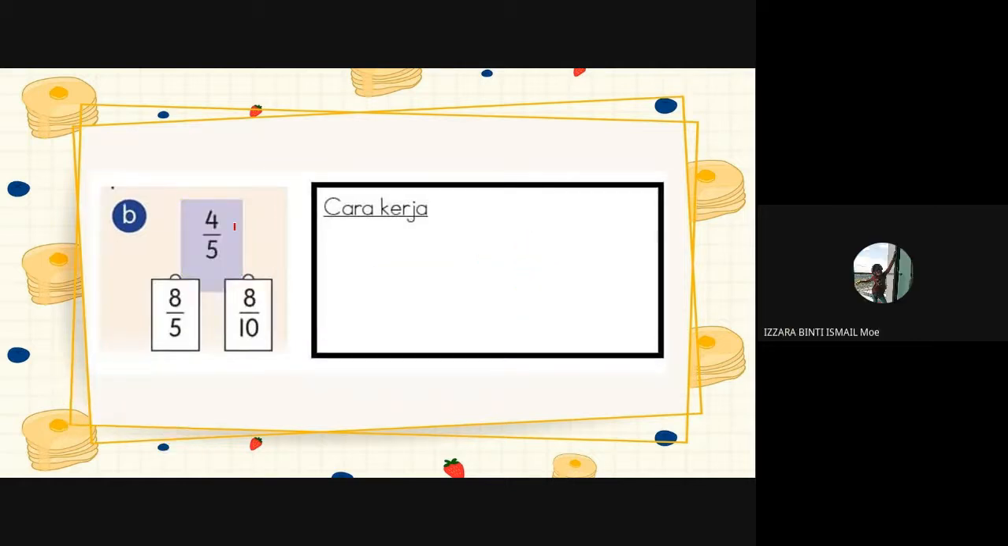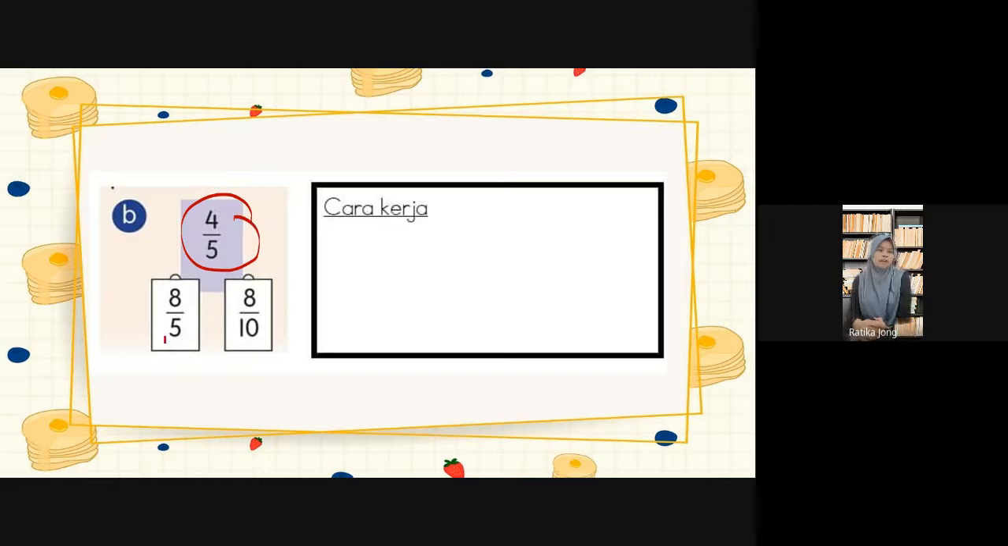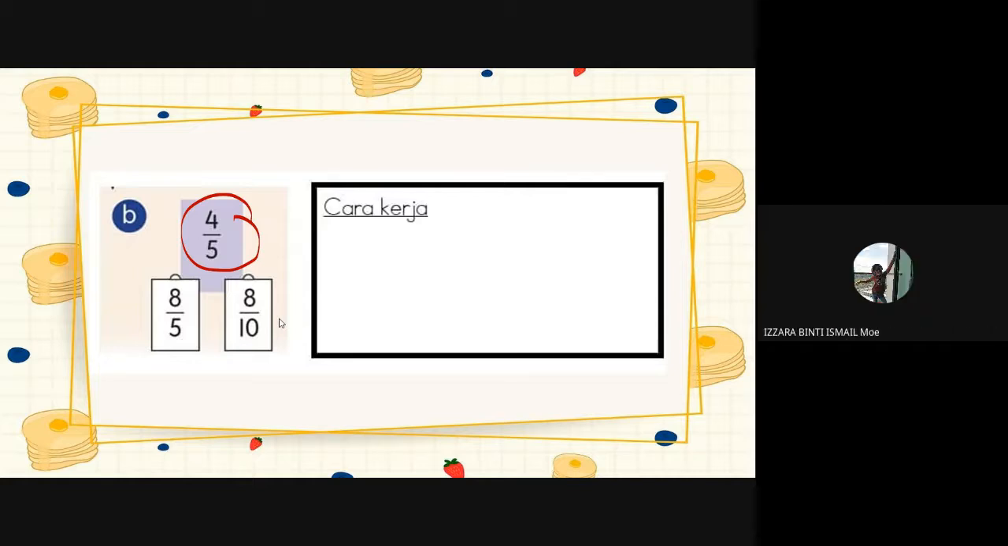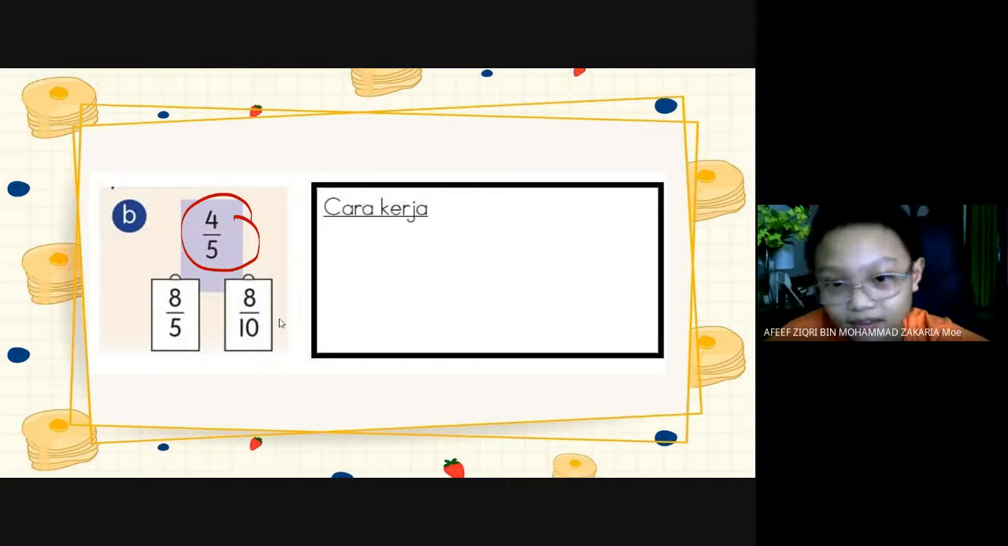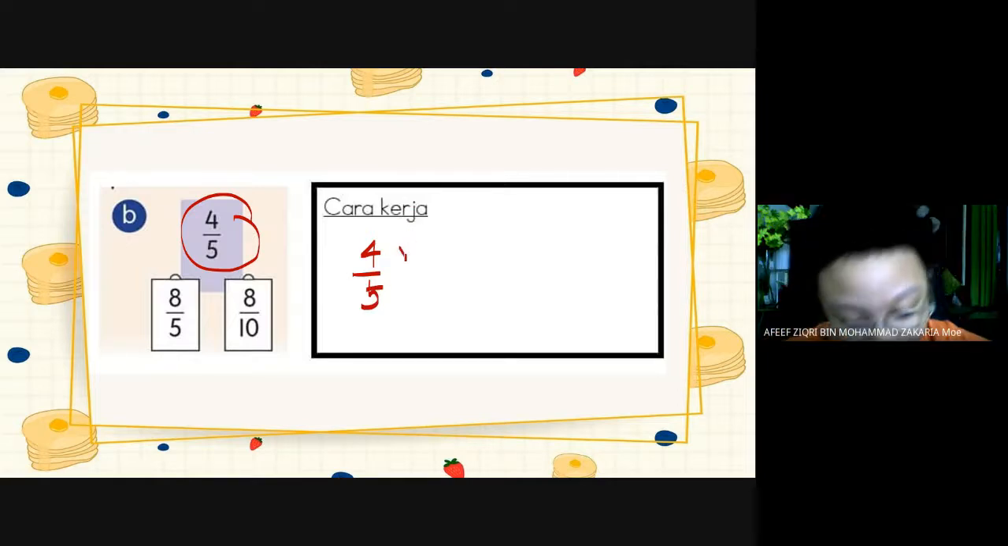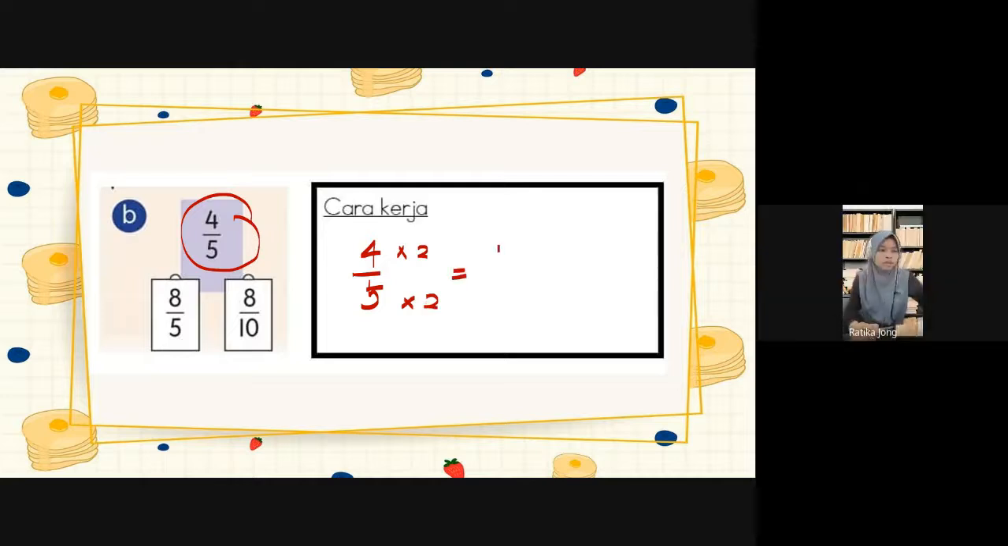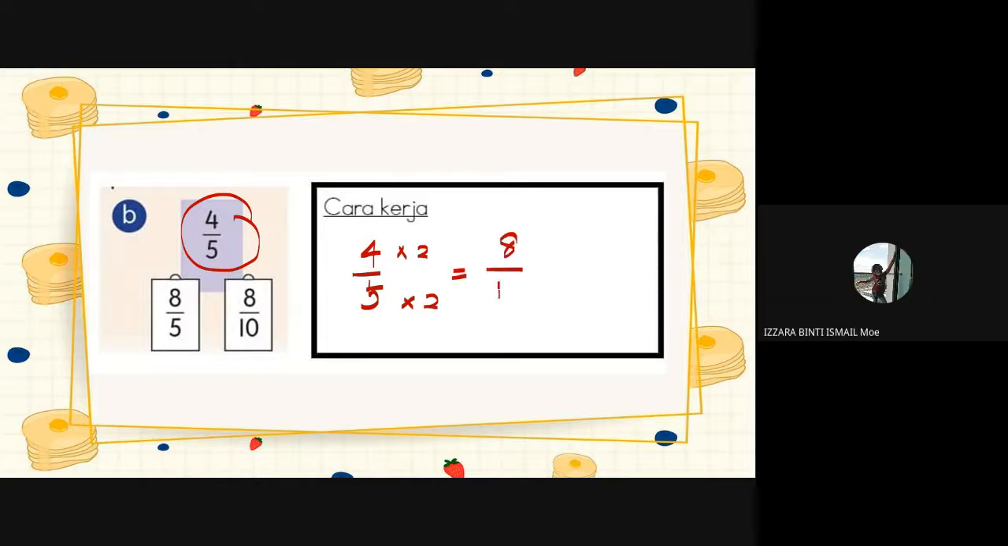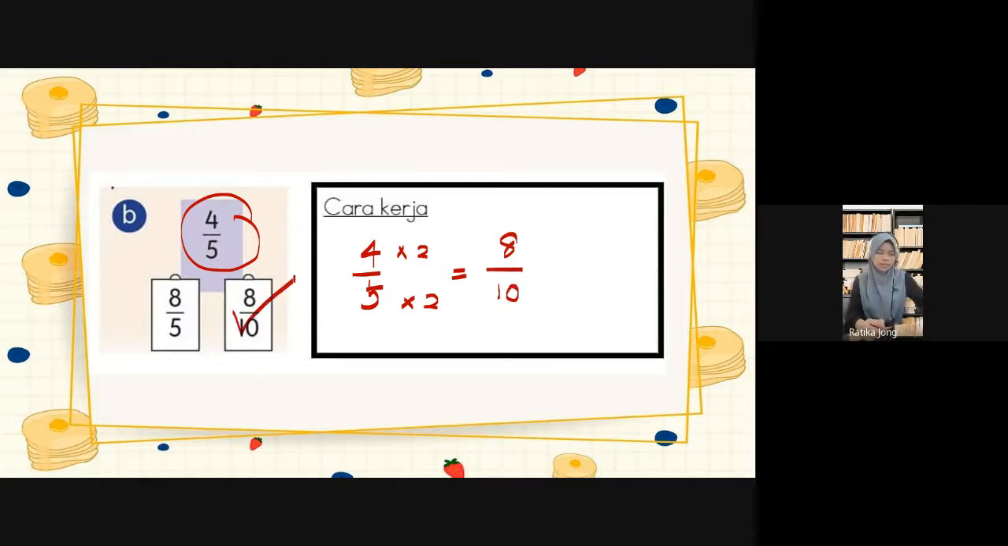Okay. Find the equivalent fraction for 4/5. 8/5 or 8/10? Which one is the equivalent fraction for 4/5? 8/10. Okay. Most of you get the answer 8/10. Okay, now tell me how do you do it? Macam ni awak kira? 4 times 2 is 8. Times by 2. 5 times 2 is 10. So 8/10. Itu jawapannya.